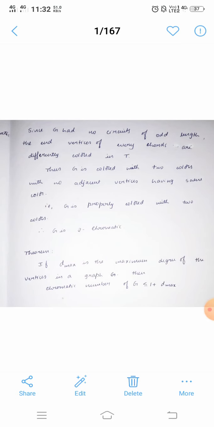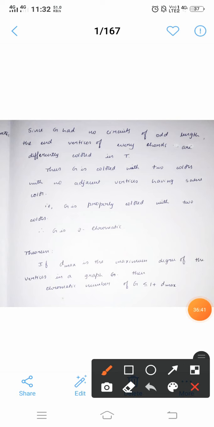Since G has no circuits of odd length, as we have assumed, the end vertices of every chord are differently colored. Why?